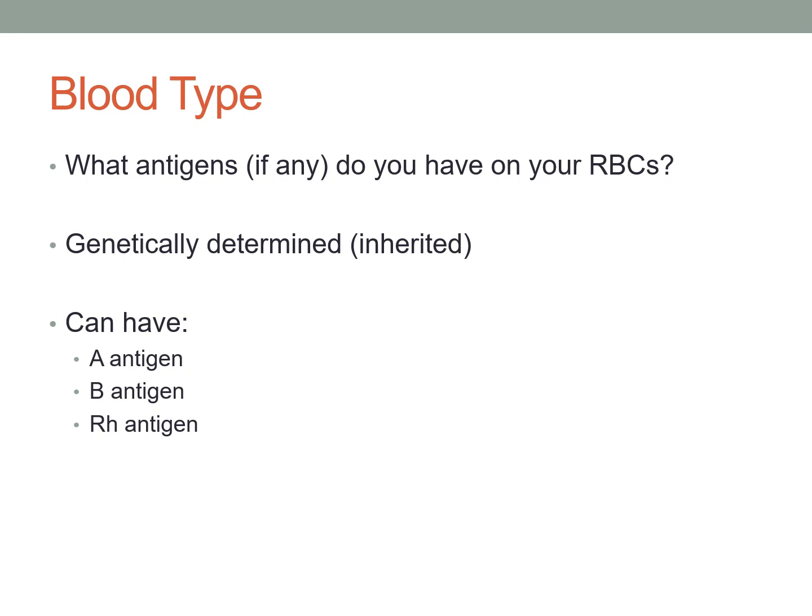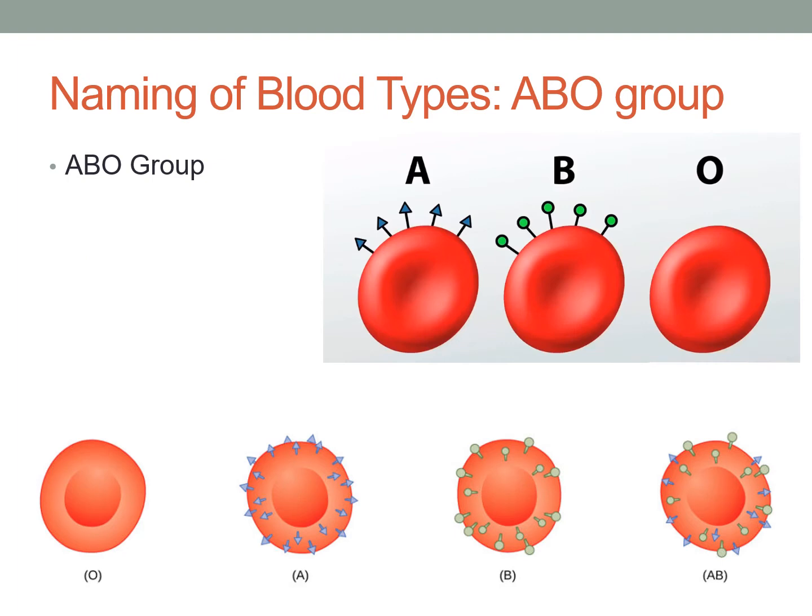You can have the A antigen. You can have little A's stuck on your red blood cells. They're not really A's, but we call them A antigen. You can have B antigen, or you can have RH antigen. So those are the three different types of bling or antigen or accessory that you can have on the membrane of your erythrocyte. So the way we name your blood type is subdivided into whether we're talking about A and B antigen or whether we're talking about RH antigen.